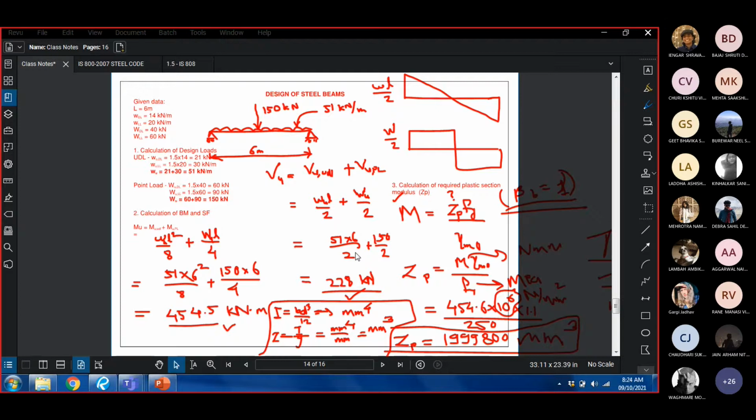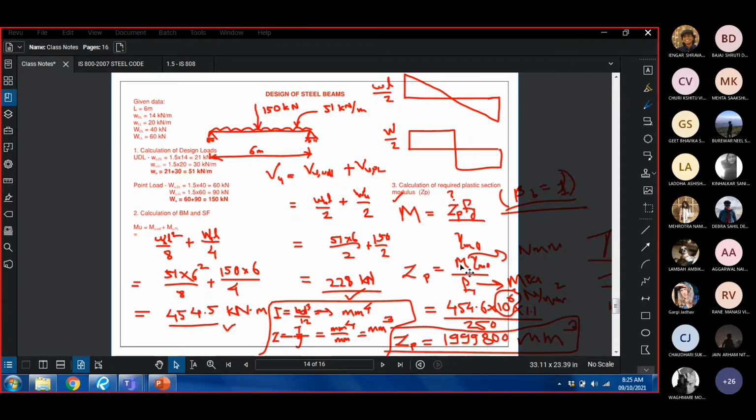Okay, so to select a section, we use the basic moment formulation for plastic sections. Remember, beta B is equal to 1 for plastic and compact sections. So we implicitly assume that the section is either plastic or compact, and we say beta B is equal to 1. Therefore, M is equal to Zp into fy upon gamma M0. Now, we are well aware of this equation by now. We have also looked at the brief derivation. Now, we know everything in this equation except Zp. So, we just rearrange them.